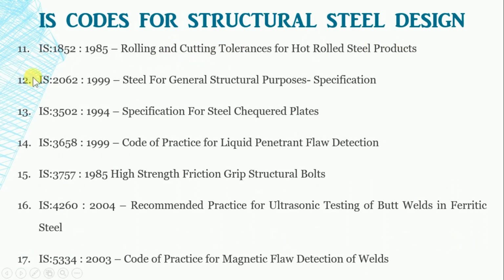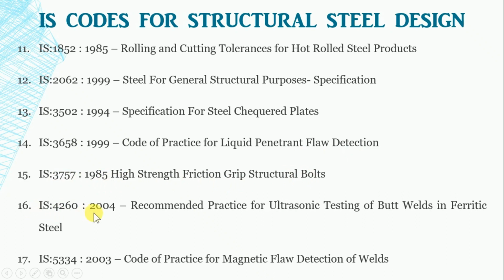IS 2062-1999 gives specification of steel for general structural purpose. IS 3502-1994 gives specification of steel chequered plates. IS 3658-1999 is the code of practice for liquid penetrant flaw detection. IS 3757-1985 is for high strength friction grip structural bolts.